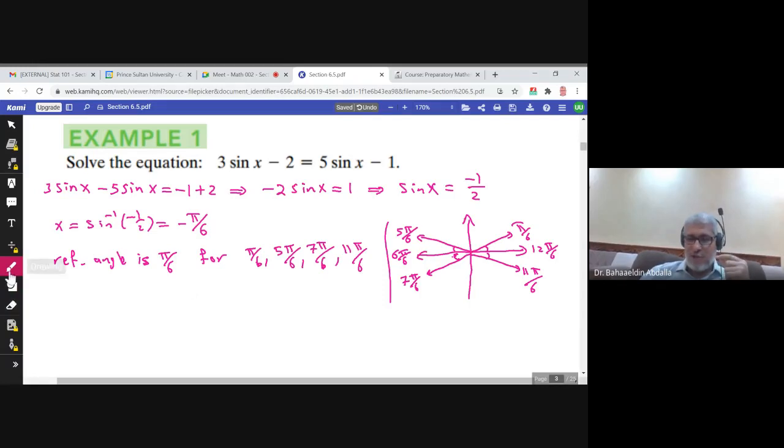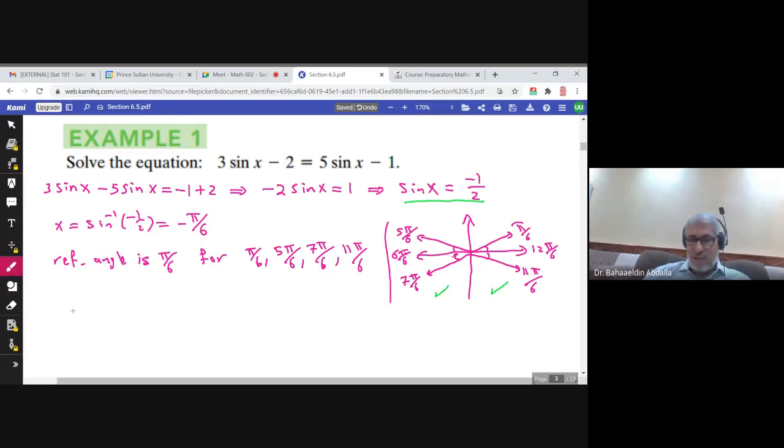Now please pay attention. Sine x is negative, and we know that sine is negative in this quadrant and in this quadrant, and it's positive in quadrants 1 and 2. All Students Take Calculus, or ASTC. So sine is negative here and here. So what are the solutions of this equation?